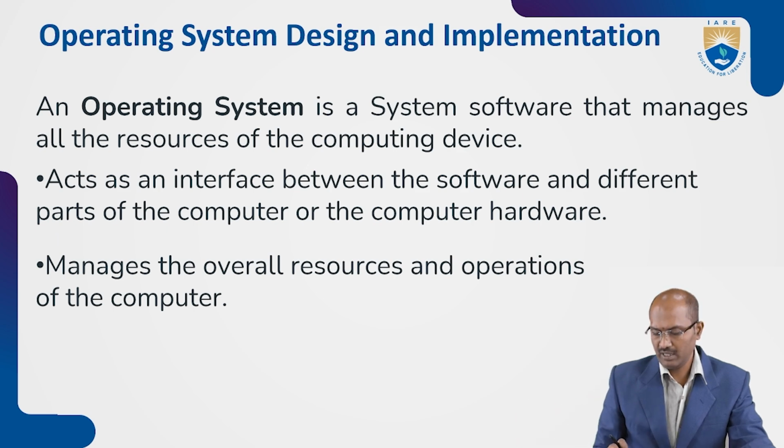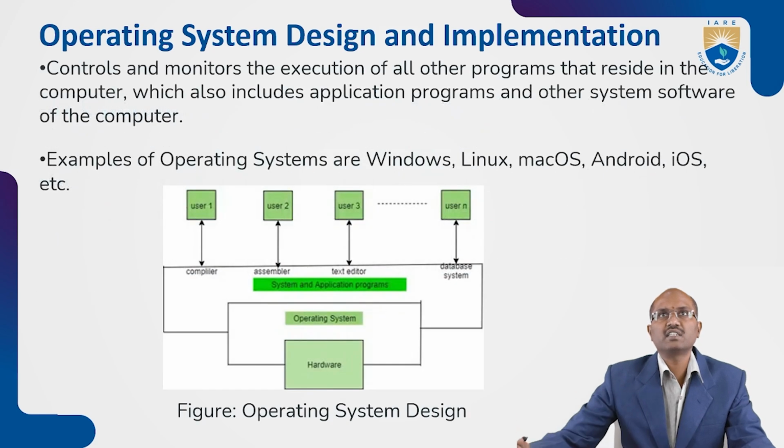How it works, you can see in this slide. The operating system controls and monitors the execution of all other programs that reside in the computer, which also includes application programs and other system software of the computer. Examples of operating systems are Windows, Linux, Mac operating system, Android operating system, iOS, etc. It manages application programs and other system software of the computer.